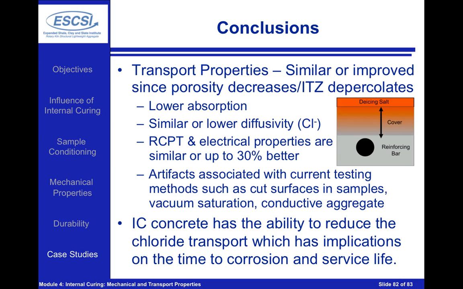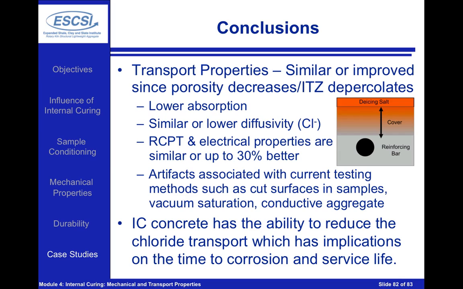We talked about a few of the artifacts that can occur, such as the cut surfaces leading to higher chloride concentrations, for example, at the surface, or conductive aggregates if we start to use more than just the internal curing volumes that can actually change some of our resistivity values. We need to be very careful if we start replacing large volumes of the aggregate because the conductivity can actually change some of our electrical measurements. But in general, for internally cured concretes, our current recommendation is to test them the same way as conventional concretes and to ignore the effects of the conductive aggregate, and we're going to be conservative in doing that.